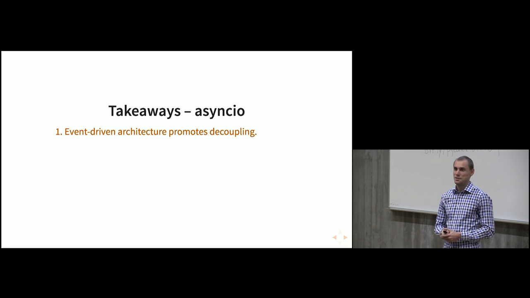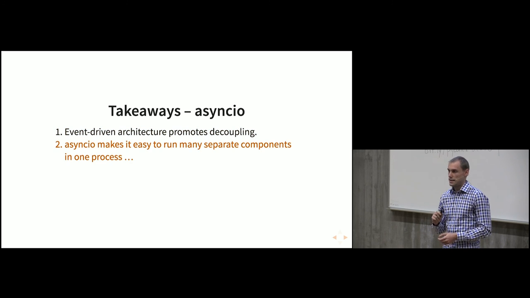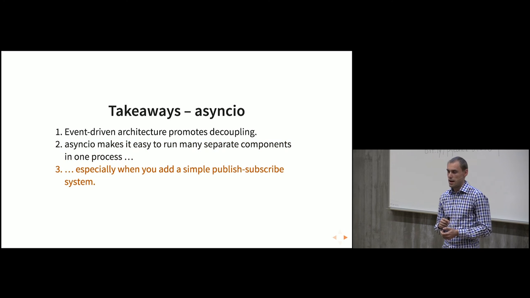Event-driven architecture promotes decoupling, in our experience. So it's easier to work on separate pieces of the code and test it separately, and so on. And Asyncio makes it quite easy to develop this kind of architecture because of that very nice async await syntax. And especially when you add a very simple publish-subscribe system like we did, you can have the components communicating with each other without knowing who's listening on the other end of the queue.